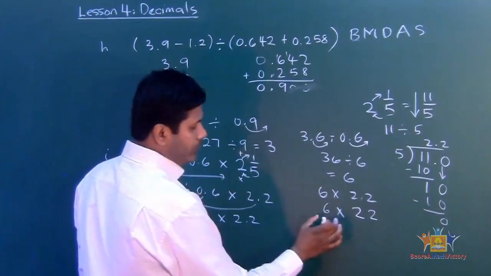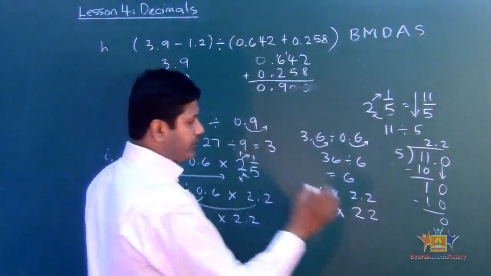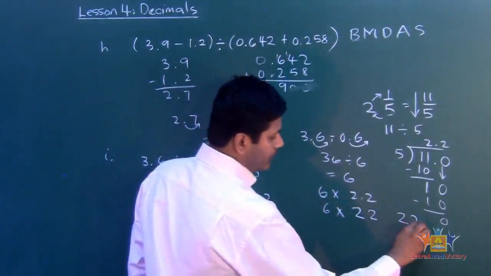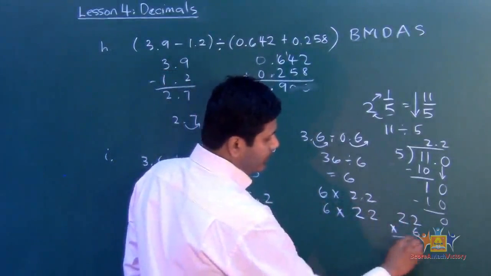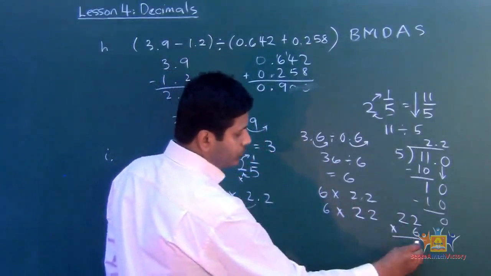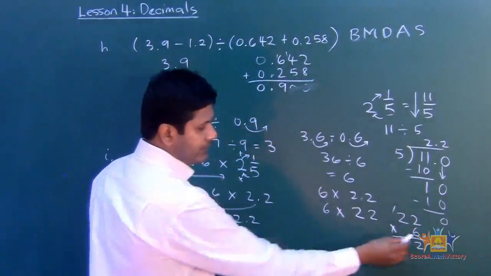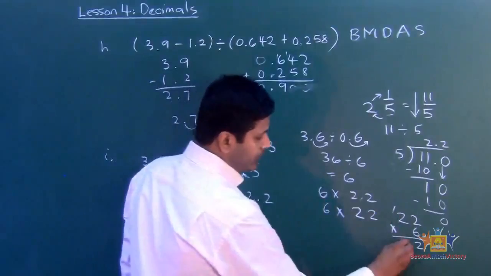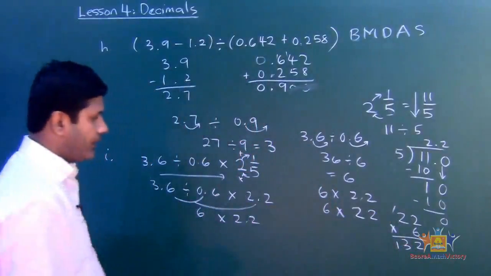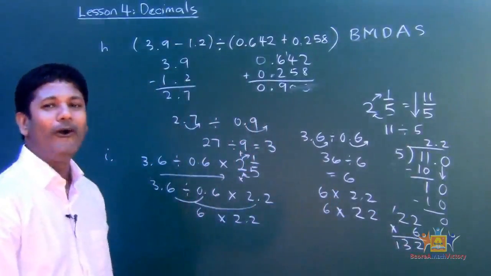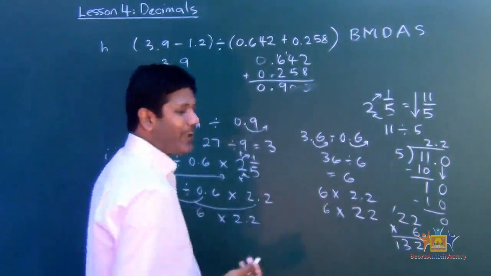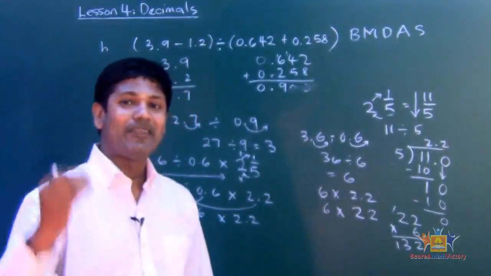When you have a big number multiplying with a small number, always put the big number on the top, and then multiply by the small number at the bottom. 6 times 2, 12. 2 carry 1. 6 times 2 is 12. Plus 1 is 13. So 132. Am I done? No, because why? We got to bring the decimal back. Multiplication, forget now, remember later.